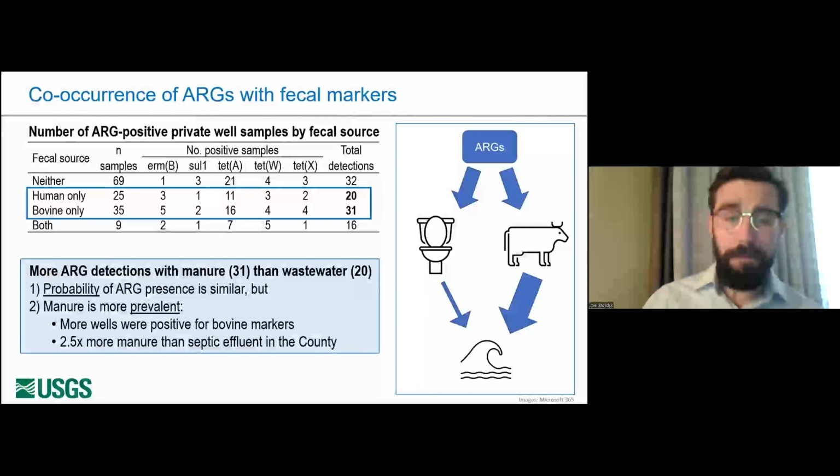The fact that we saw more wells positive for bovine manure is consistent with what we know about the landscape in Kewaunee County. There's about 2.5 times more manure out there on the landscape than there is effluent from septic systems. So bovine manure is simply a larger potential source.